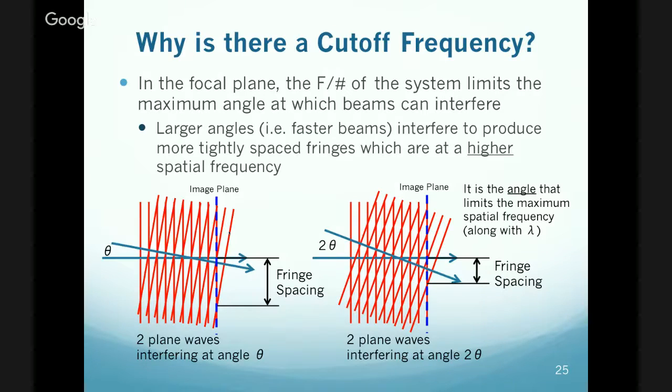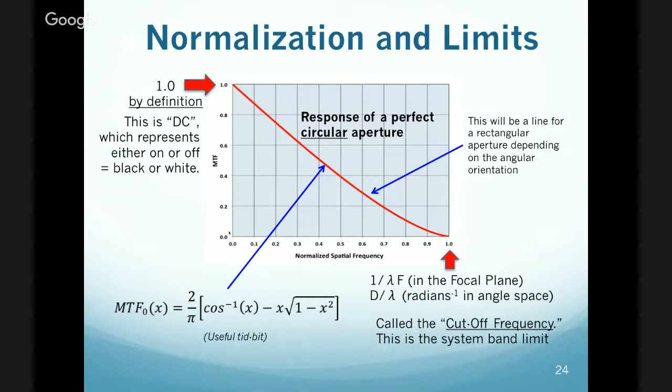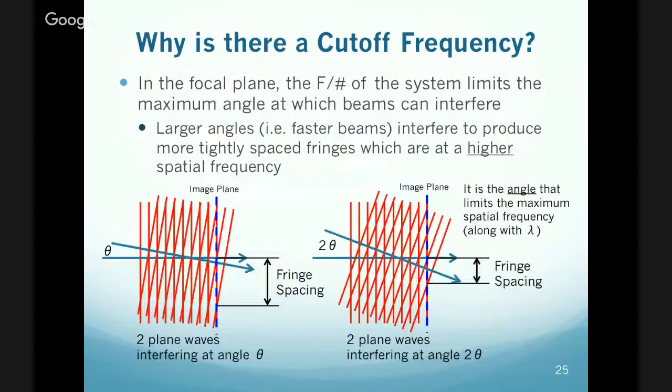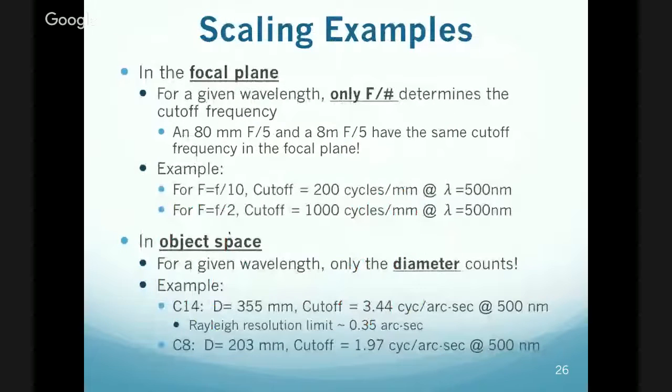So it's the F number of the system that determines the fringe spacing, the maximum fringe spacing you can have. And if you go back up here and you look, well, sure enough, in the focal plane, it's only F number that determines that maximum frequency. If you project back out into space, it turns out you got to get the diameter involved, and I won't go through all that, but you can work that out yourself.